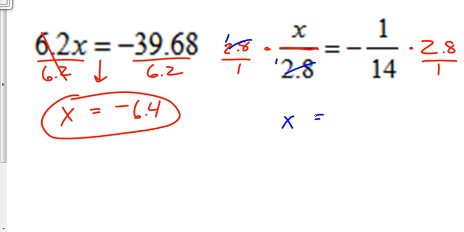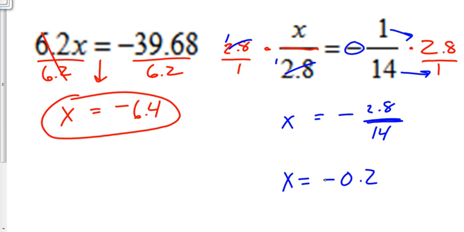So I have x is equal to, now this is a negative, and this is a positive, so I'm going to have a negative answer. Now, if I just multiply straight across, I'm going to get 1 times 2.8, which is 2.8, and 14 times 1, which is 14. Now I don't like to have decimals in my fractions, so just go ahead and divide these two. So let's do 2.8 divided by 14, and I get 0.2. So I have x equals negative 0.2.